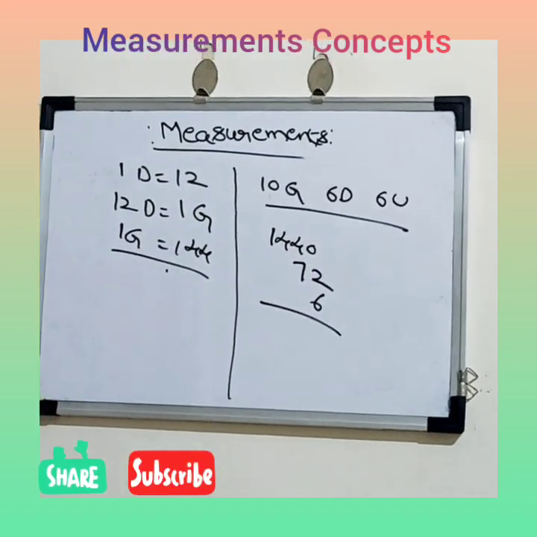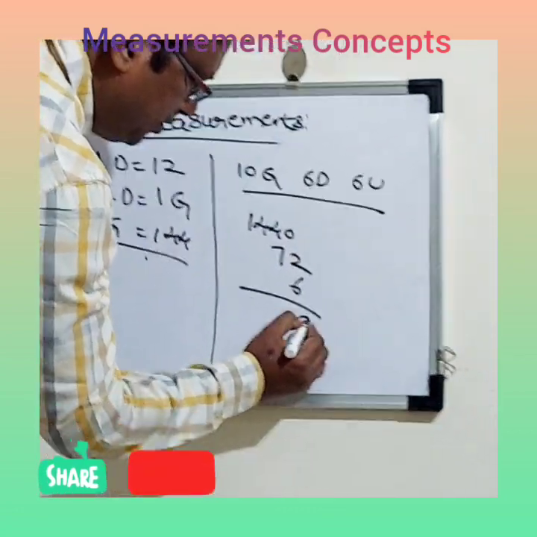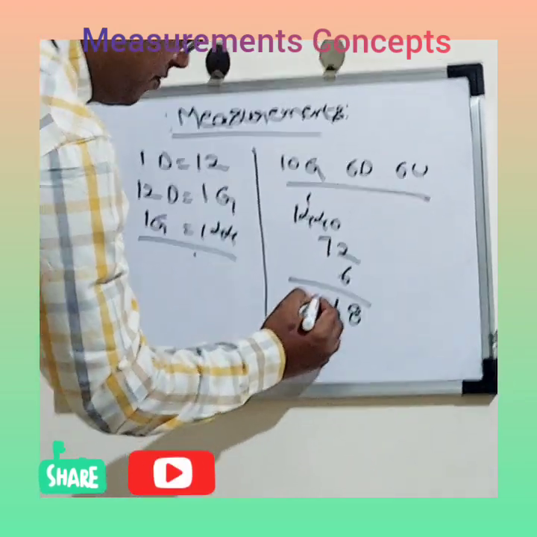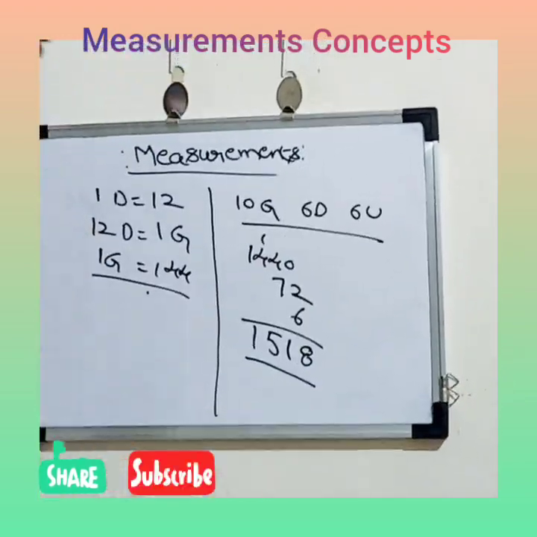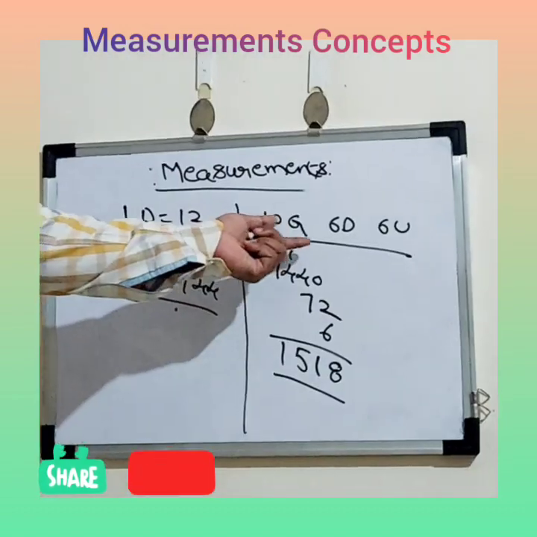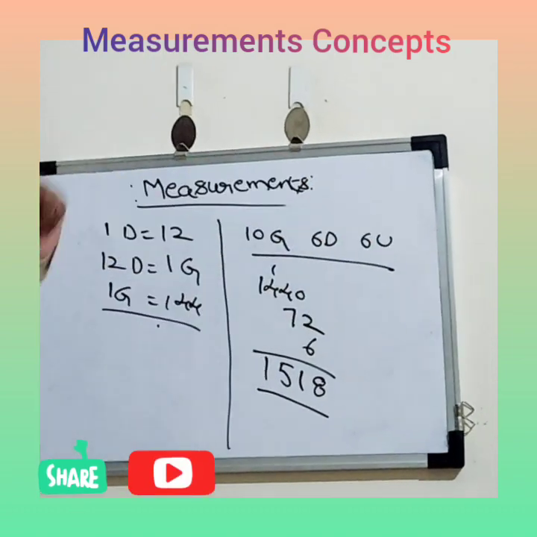So just add these values. When you add these values, 6 plus 2 is 8. 4 plus 7 is 11. 4 plus 1 is 5. So 1518 is the total number of articles for the given value, that is 10 gross, 6 dozen, 6 units.